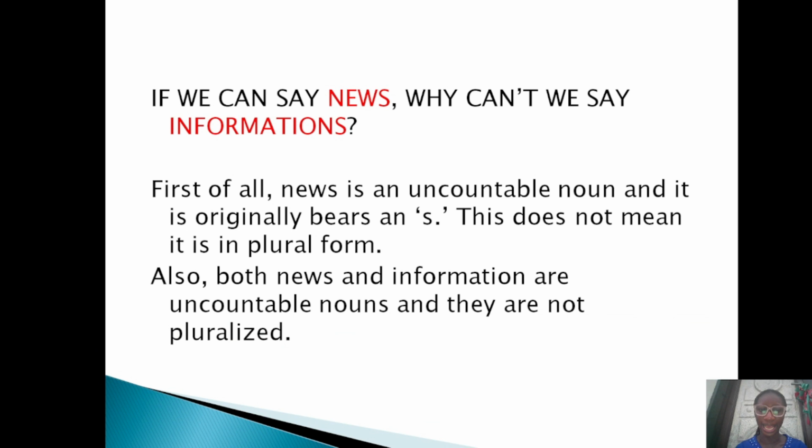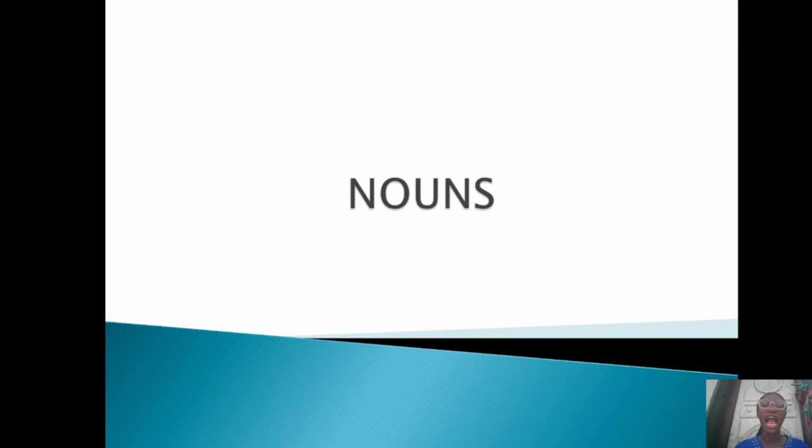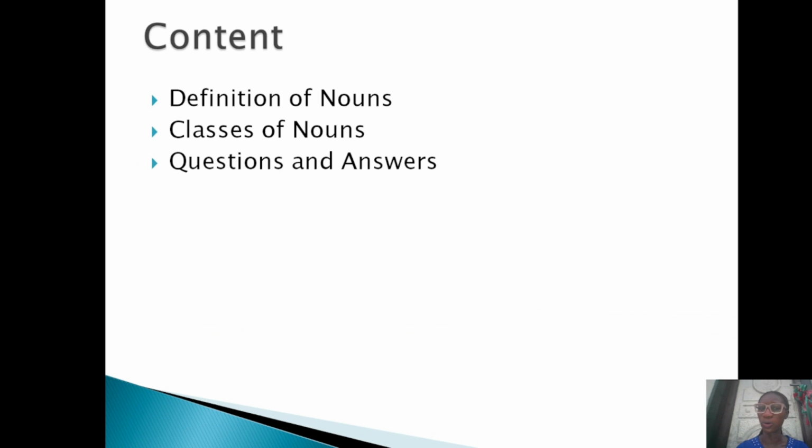You have to note that both news and information are uncountable nouns, and uncountable nouns cannot be used in plural forms. So this will take us to our topic for today. Today we're looking at nouns. I know that the noun sounds very familiar, I mean, we already know it's a part of speech. So in this lesson, we'll define nouns, we'll look at classes of nouns, and we'll answer questions on nouns. So let's get right into it.